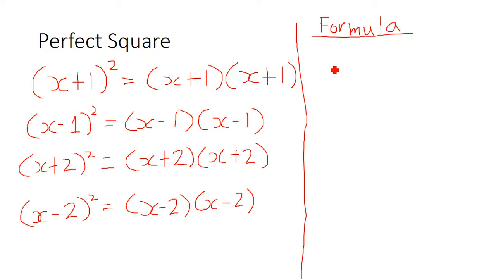Now what the formula says is that if you have x plus a, and here a is any number, and you want to raise that to the power of 2, that's going to be equal to x squared plus 2ax plus a squared.